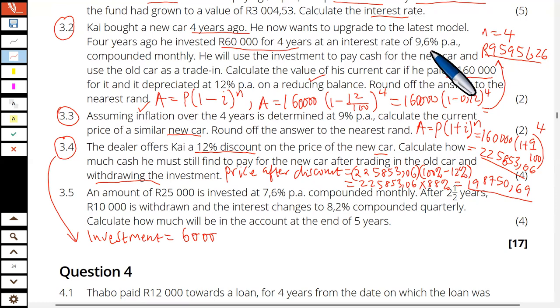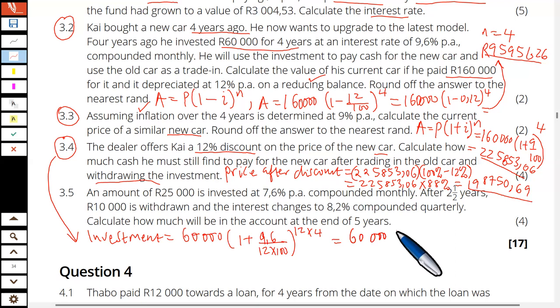Okay, so it's compounded monthly. So you have 60,000 times 1 plus 9.6 divided by 12, because it's compounded monthly, divided by 100 here. And then obviously it is raised to the power. So now you need to just determine what this is worth. Compounded monthly is 12 times 4 because it's 4 years we're dealing with, so you can even say this one is 48 at the top. So it's 60,000 times (1 plus 9.6 divided by 12 times 100) to the power of 48.